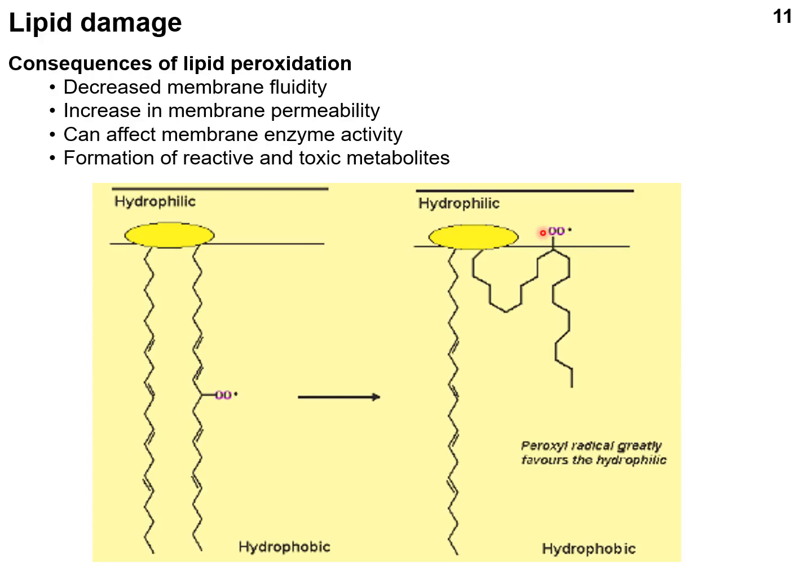Now because of this structural change, we're going to have changes in membrane fluidity. So membrane fluidity can decrease, so that means the membrane becomes stiffer. We can have an increase in membrane permeability, which will allow ions to cross the plasma membrane or the mitochondrial membrane, which will increase stress on the cell. If there are proteins within the membrane, that can affect membrane enzyme activity, for example, and also further breakdown of these phospholipids can generate reactive and quite toxic metabolites.